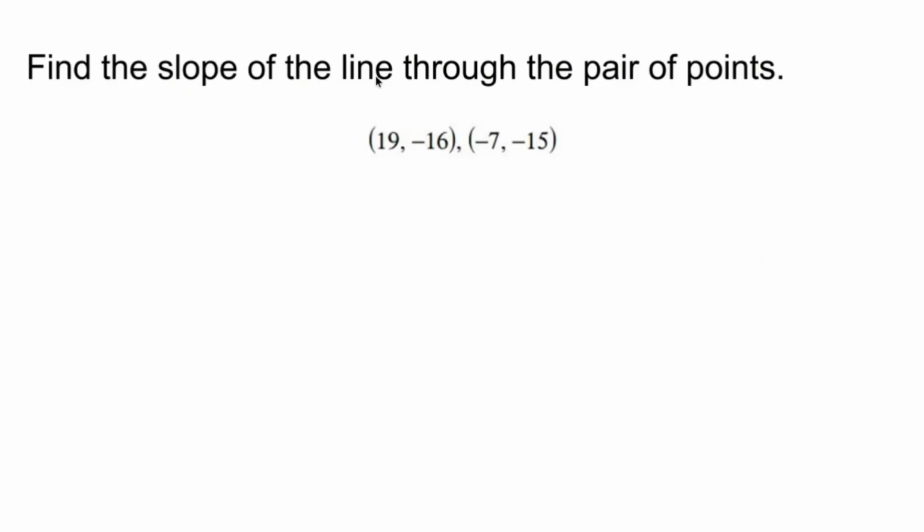Find the slope of the line through the pair of points. Whenever I have to find the slope of a line, I'm going to use what's called the slope formula. That's m equals y sub 2 minus y sub 1 over x sub 2 minus x sub 1. Now, what are these x's and y's with those little numbers attached to them? What we're going to do is label these points x sub 1, y sub 1, and x sub 2, y sub 2.